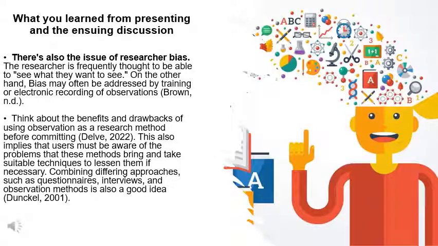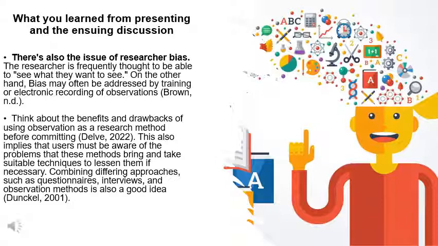Next, there's also the issue of researchers' bias. Researchers are frequently thought to be able to see what they want to see. On the other hand, bias may often be addressed by training or electronic recording for observation.